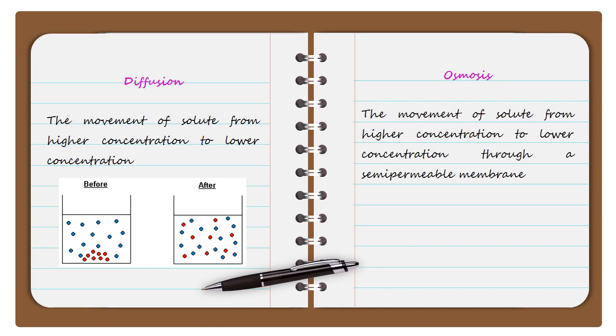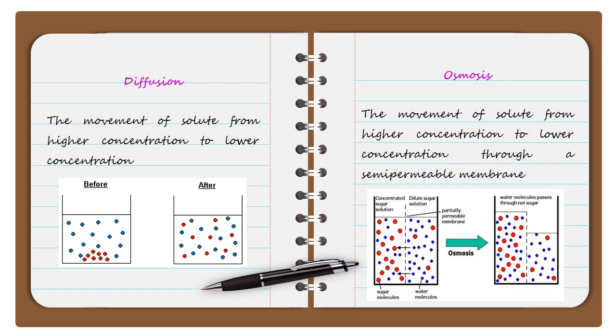Osmosis is the movement of solute from higher concentration to lower concentration through a semi-permeable membrane. So what is different from diffusion here? It's a semi-permeable membrane. Here you could see there is a semi-permeable membrane between the two concentrations, and the water molecules are diffusing into the next compartment through the semi-permeable membrane, and this is osmosis.